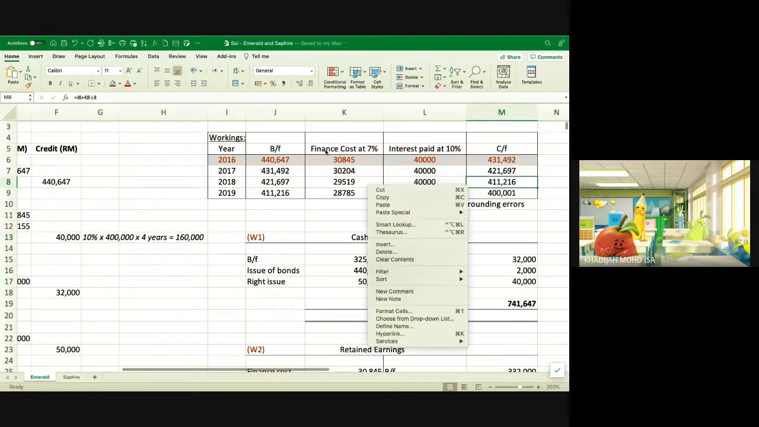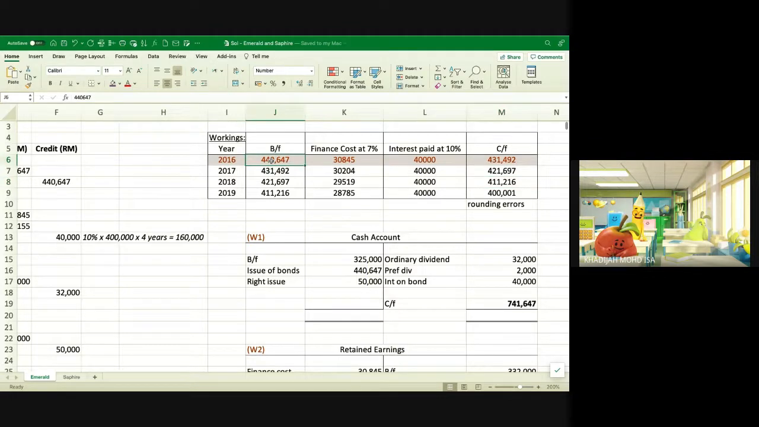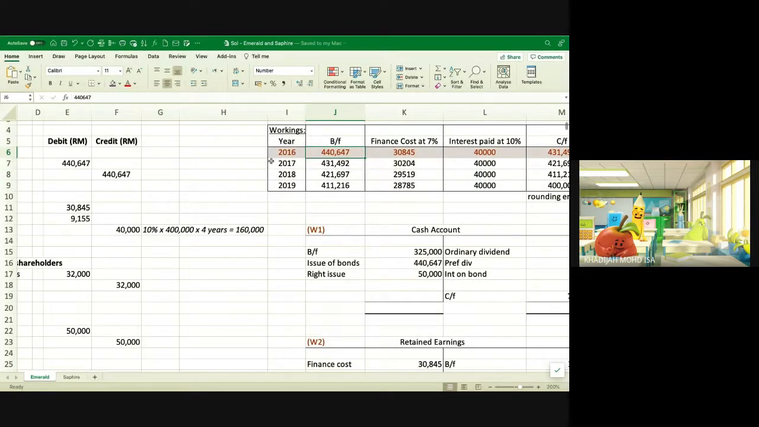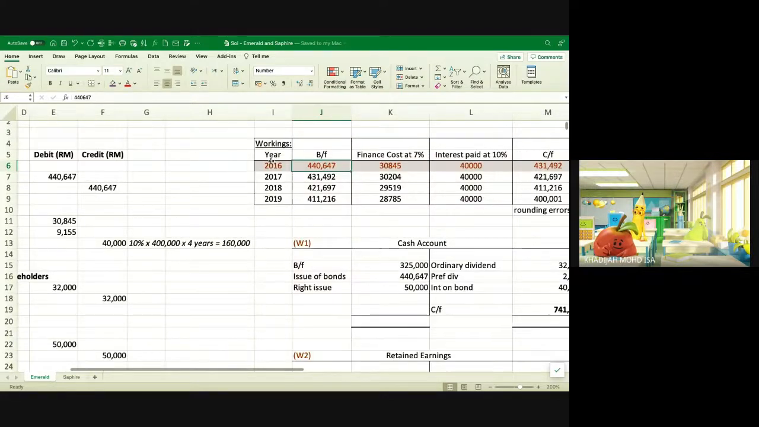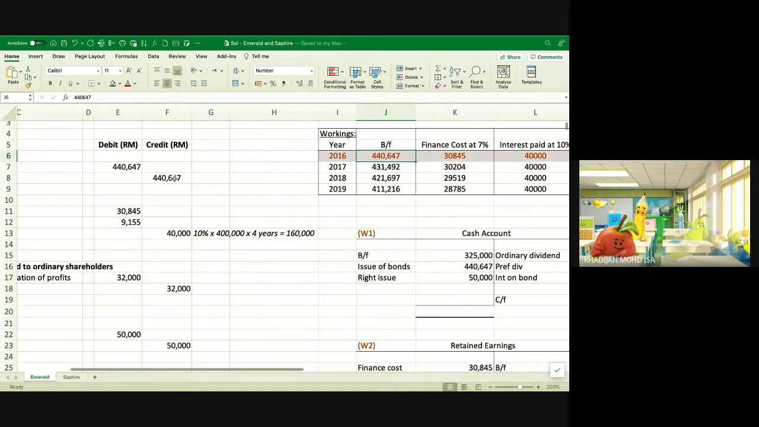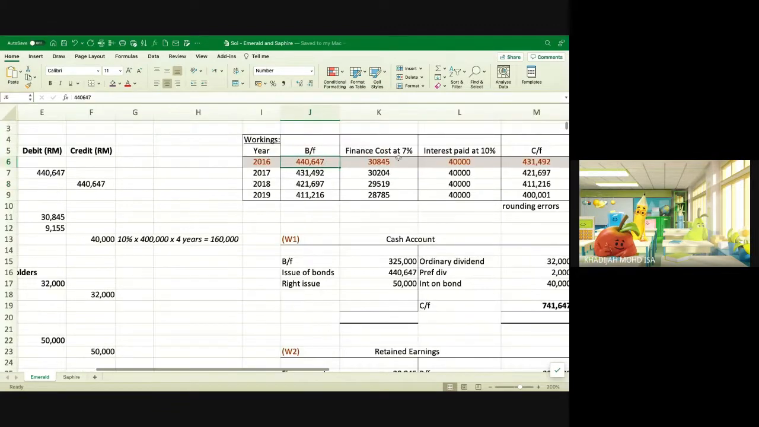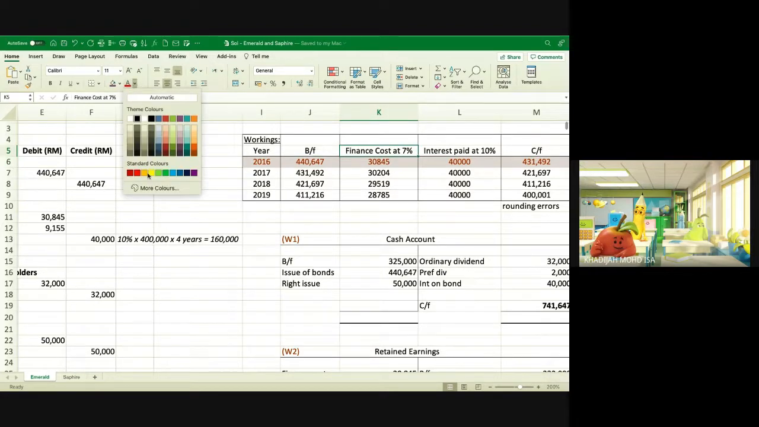So remember that you start with whatever is the value of the bonds that you started with. In this case, you started with 440,647. So you start with 440,647 and use the 7% market interest.